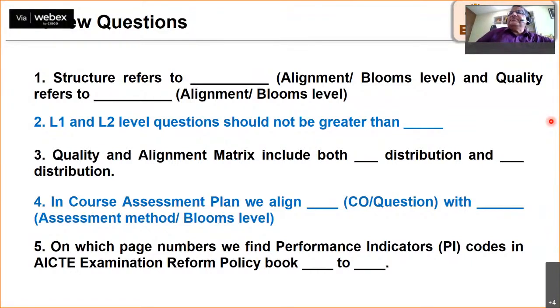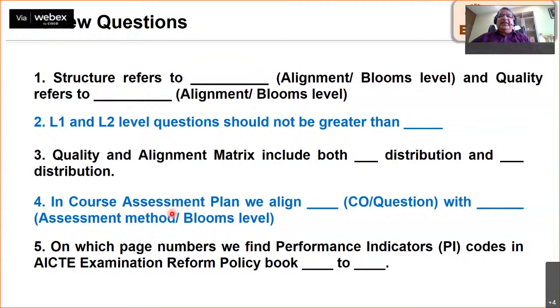Okay, first correct answer has come. Structure refers to alignment, quality refers to Bloom's level. L1, L2, 40, not greater than 40%. Okay, correct. Quality and alignment matrix include both BL and CO distribution. Correct.